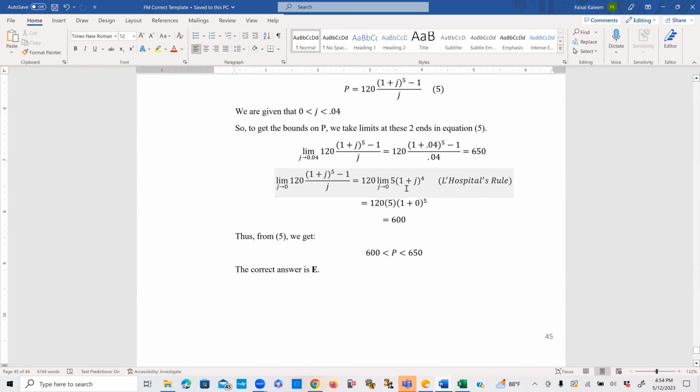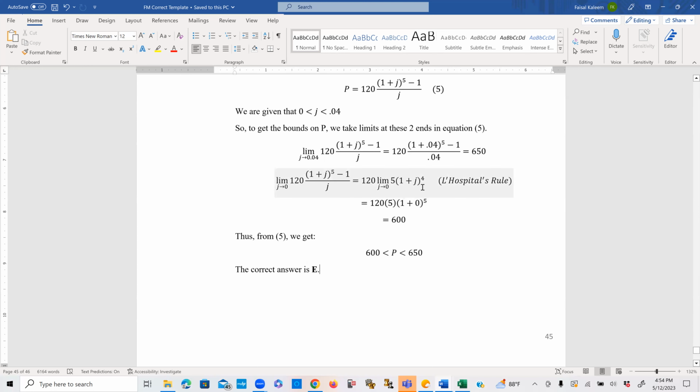And now we can substitute j equal to 0. Now we don't have the issue of the 0 denominator. The denominator has become 1 after taking the derivative. And remember that L'Hopital's rule is not the quotient rule. We're not taking the derivative of this whole thing. We are taking the derivative of just the numerator on the top and dividing it by the derivative of just the denominator in the bottom.